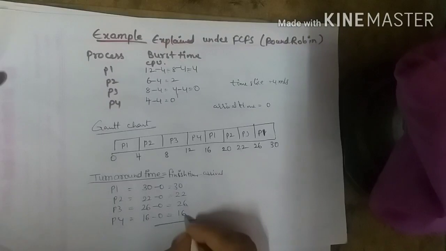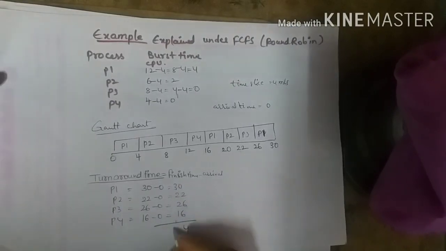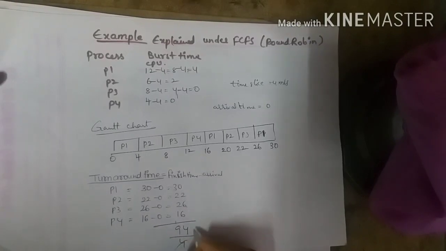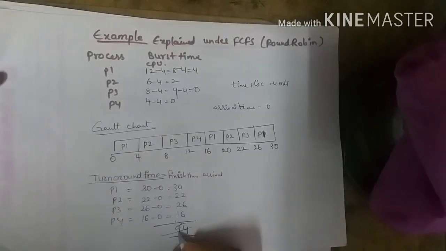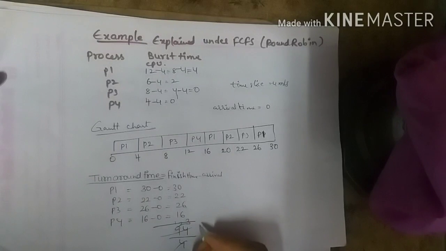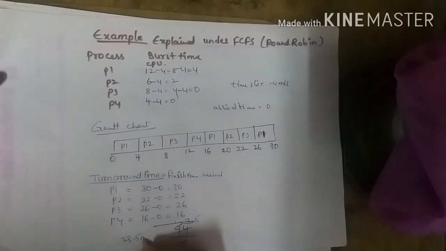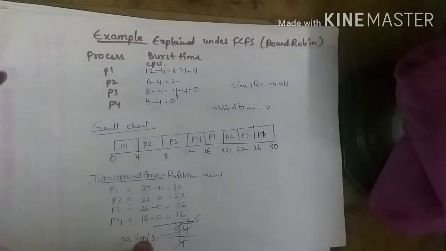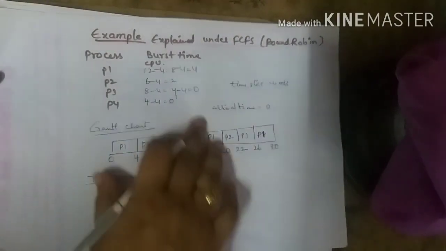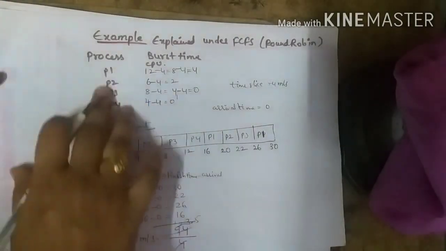Now adding these up and dividing by 4, 23.5 milliseconds is the average turnaround time for these processes.